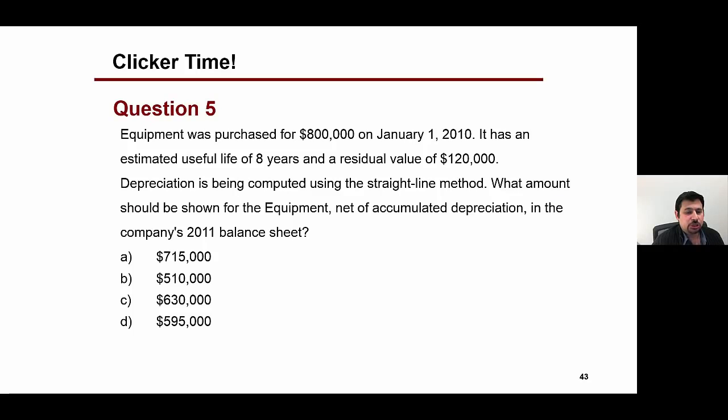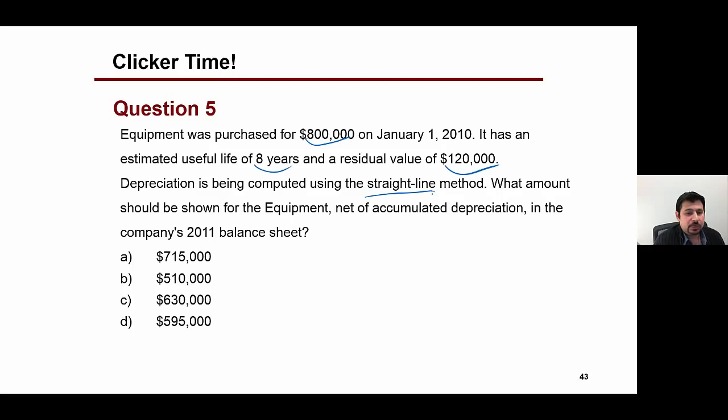Equipment was purchased for 800,000 on January 1st, 2010. It has an estimated useful life of 8 years and a residual value of 120,000. Depreciation is being computed using the straight line method. What amount should be shown for the equipment net of accumulated depreciation in the company's 2011 balance sheet? So here the cost was 800,000, and the estimated lifetime is 8 years. The salvage value was 120,000. We are using the straight line method.